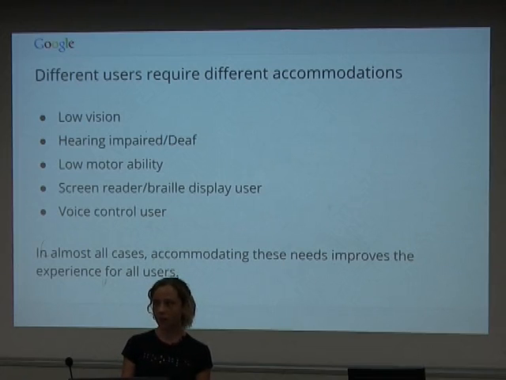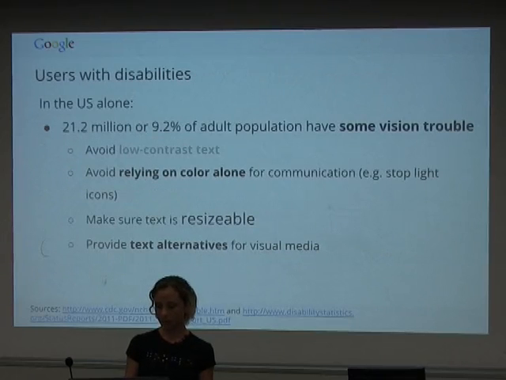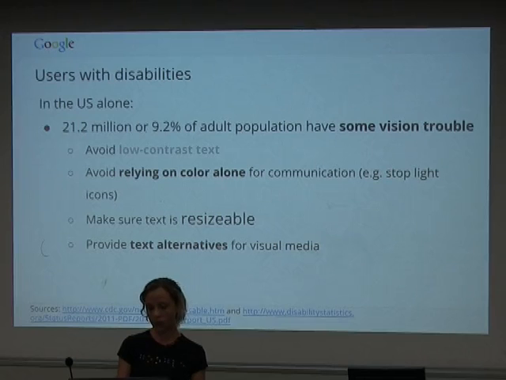So there's quite a wide range of things that we're talking about, but the good news is in almost all cases, practically all cases, accommodating the needs of these users improves the experience for all users, and I'll give a couple of examples of that. So unfortunately, these stats are for the US because they just have the best statistics, or at least the most easy to find statistics. But in the US alone, 21.2 million, or just about the population of Australia, 9.2% of the adult population of the US have some vision trouble.